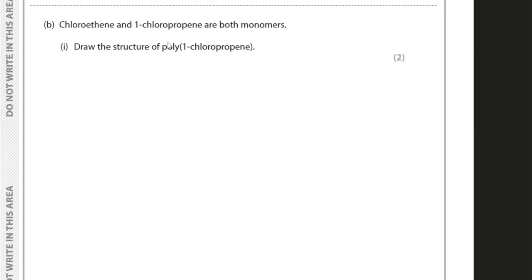Again, chloroethene and 1-chloropropene are both monomers. So they told you to draw the structure of poly 1-chloropropene. So in this case, if we draw 1-chloropropene down here, we have chlorine, that's H, and that's H.